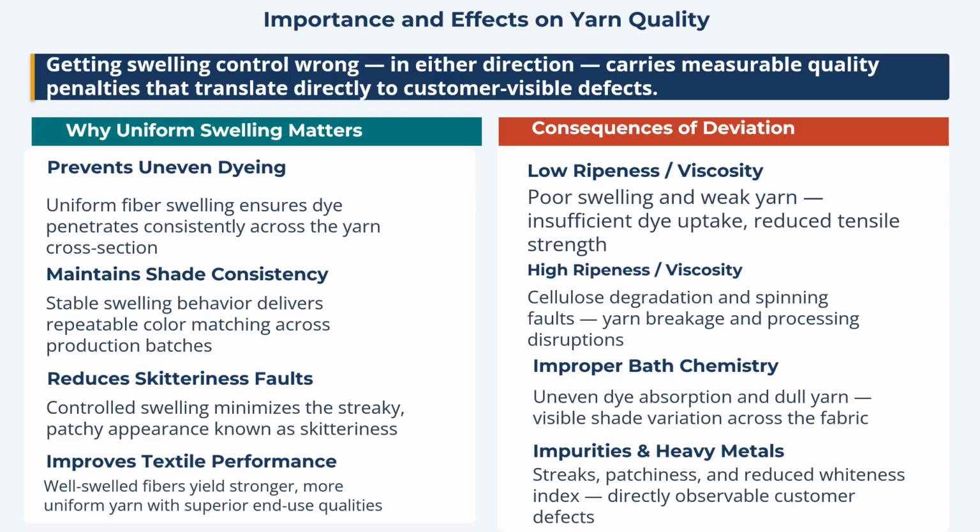Conversely, poor swelling control can create significant quality problems. Low ripeness or low viscosity may result in inadequate swelling, weak yarn, and poor dye uptake. Excessively high ripeness or viscosity can lead to cellulose degradation, spinning difficulties, and yarn breakage. Improper bath chemistry and contamination can produce streaks, patchiness, and reduced whiteness, all of which are clearly visible to customers.